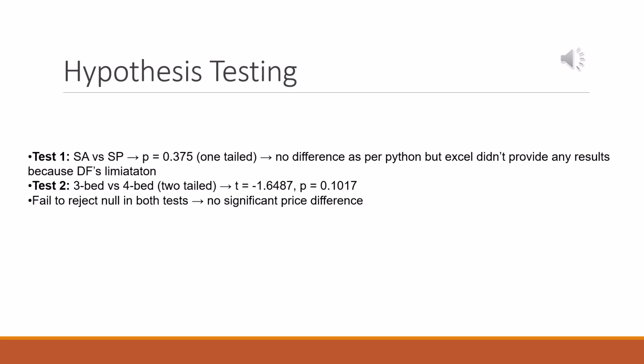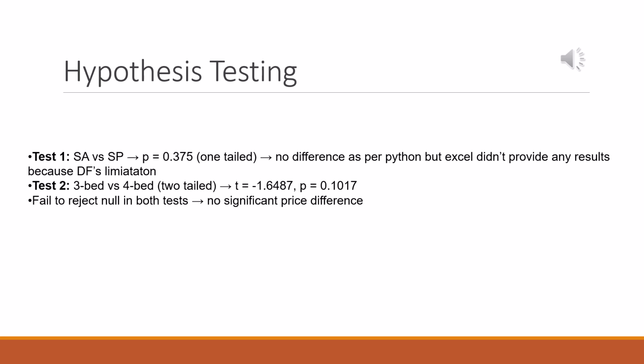Speaking of the second test, that is definitely a two-tailed test, because we were comparing whether there's any difference between the value of three-bedroom houses or the four-bedroom houses. And the results from both Excel and Python gave a t statistic of about 1.65 and a p-value of 0.1017.